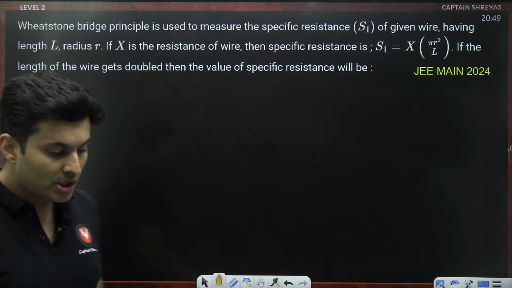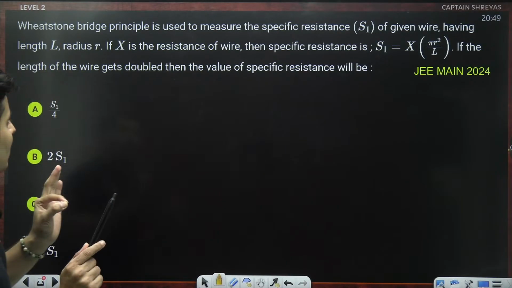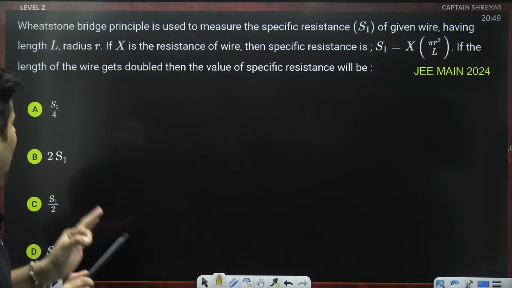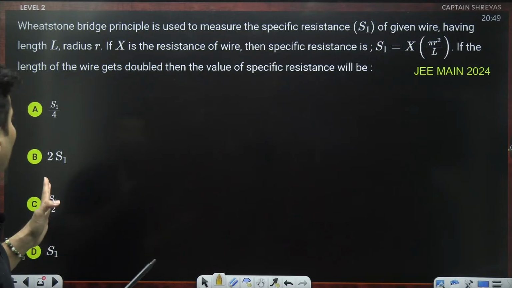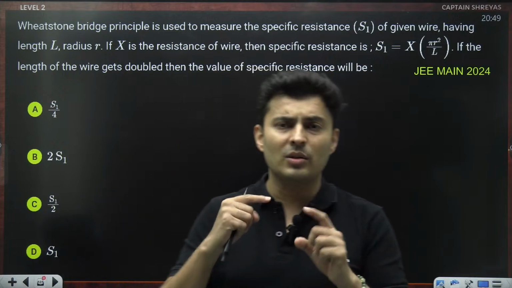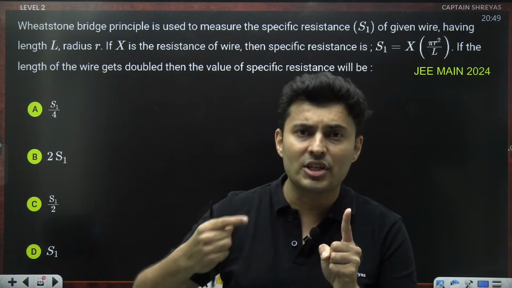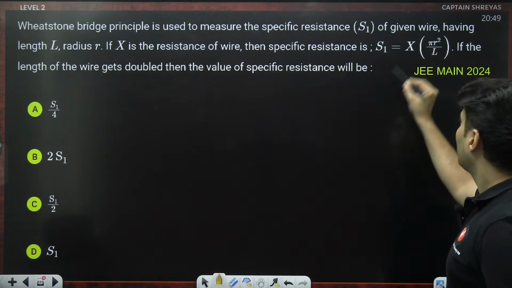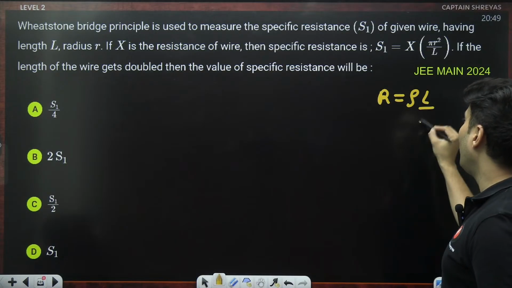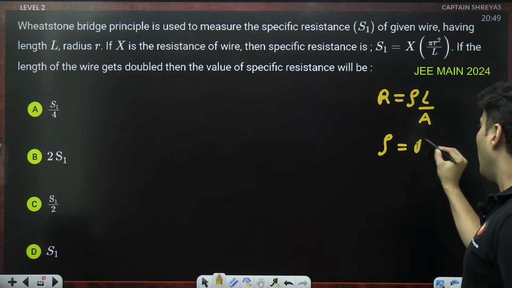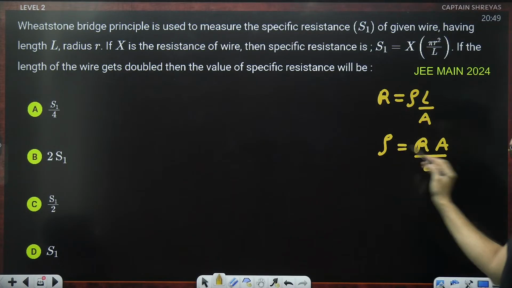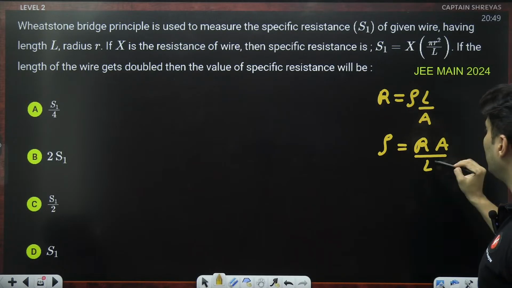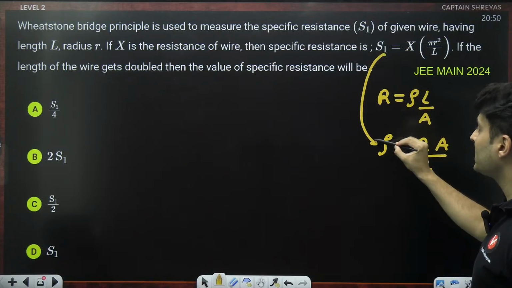Okay, next question guys, coming up on your screen. Wheatstone is used to measure specific resistance, length L, radius R. X is the wire resistance. Specific resistance means resistance of 1 meter length of cross section 1 meter square. Basically something like resistivity. If you think about it, R is equal to rho L by A. If you shift the terms, R into A divided by L, right? Compare it with this, X is like resistance, pi R square is like area, L is like length. So rho is like resistivity.